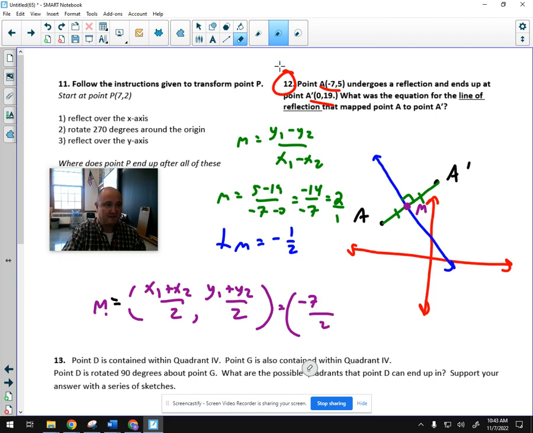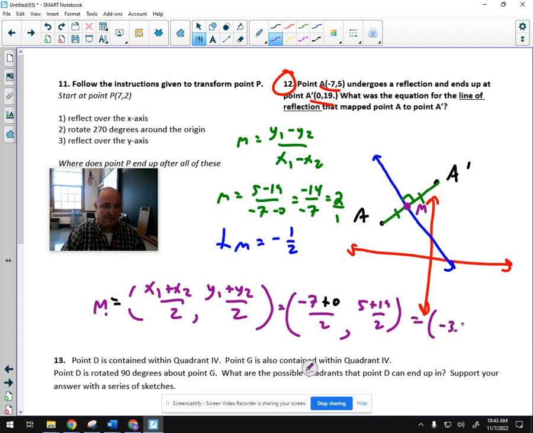Negative 7 plus 0 is just negative 7, but I'll show the 0 anyway. And then the y's are 5 and 19. 5 plus 19 divided by 2. And when I do the math, I get negative 3.5, and over here I get 24 divided by 2. I get 12. So now I've got a point.